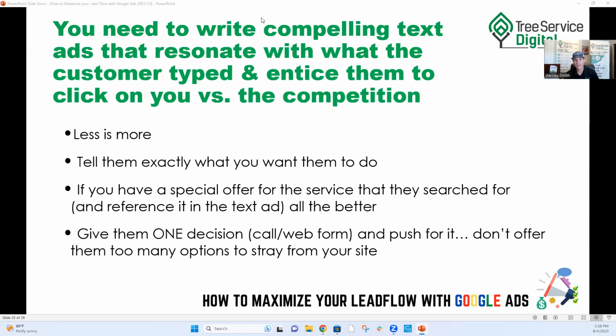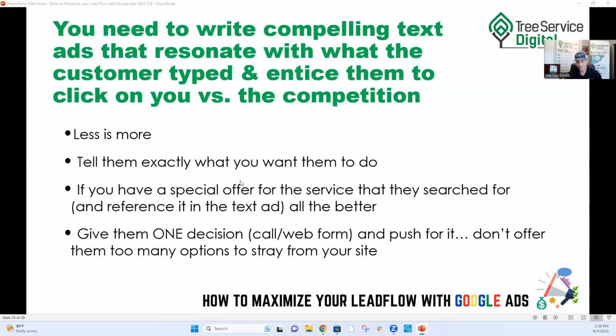So you also need to write compelling text ads that resonate with what the customer typed and entice them to click on you versus the competition. So less is more. Tell them exactly what you want them to do. Call now for a free estimate. Click here to learn more. Get a free estimate. Schedule an estimate. Those types of call out texts really, really help.